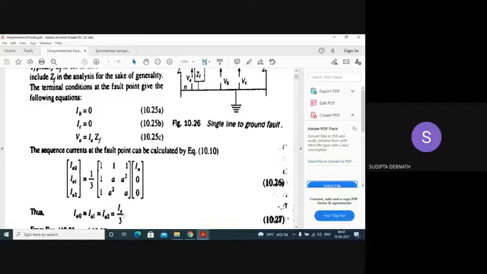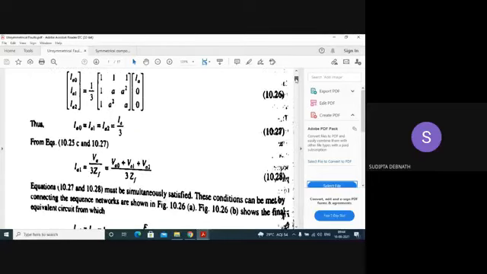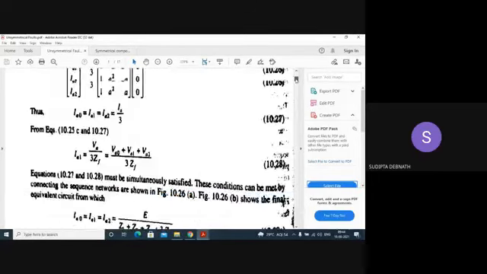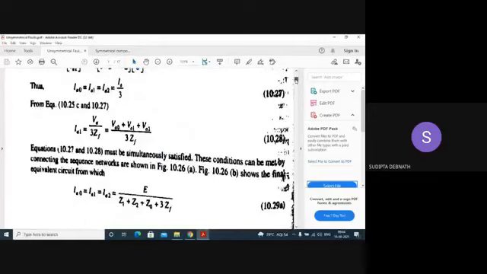So if you want to draw the sequence network, you can easily understand as the currents are all equal, they must be connected in series. Okay, this is clear because IA0 is the zero sequence current, this is positive sequence, this is negative sequence. So from this equation only, we can easily draw the sequence network. The sequence network will be like this. Before that, let us discuss what will be the values.